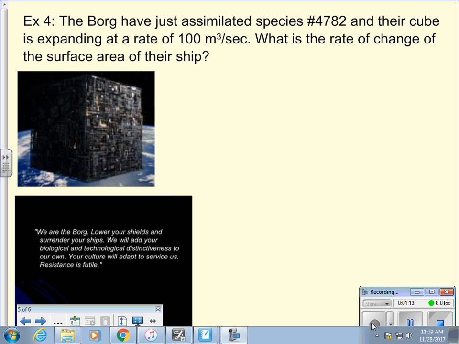We are the Borg. Lower your shields and surrender your ships. We will adapt your biological and technological distinctiveness to our own. Your culture will adapt to serve us. Resistance is futile.